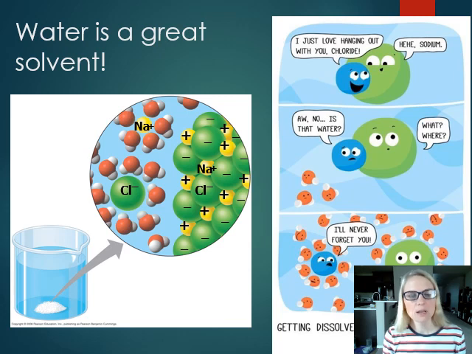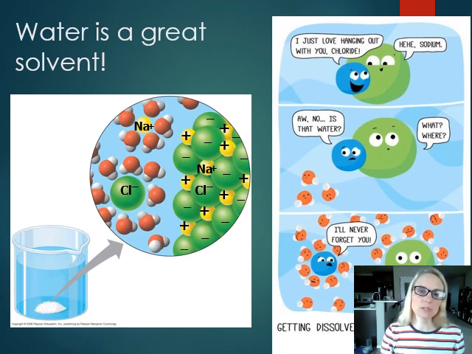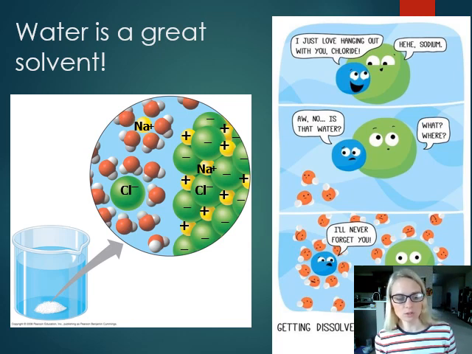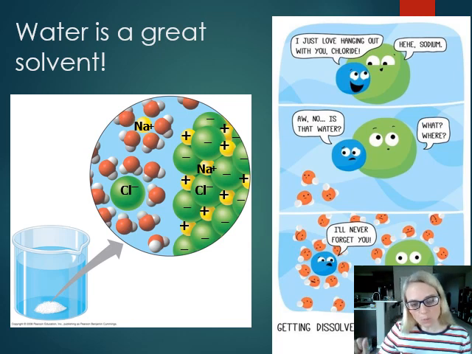So one of the things that water can do because of this polarity is it makes a great solvent. A solvent is something that dissolves. The solute is the substance that's being dissolved. A solvent is the thing that's doing the dissolving. So let's say you're making salt water, right? Or you're going to boil some pasta and you put some salt in your pot of water.